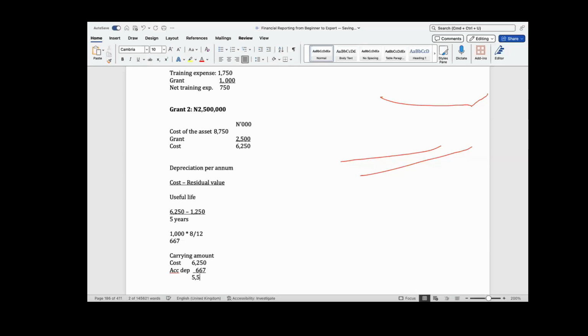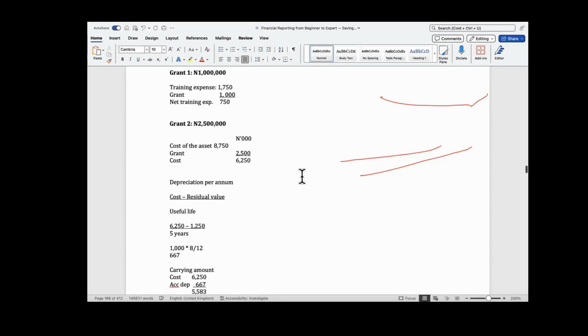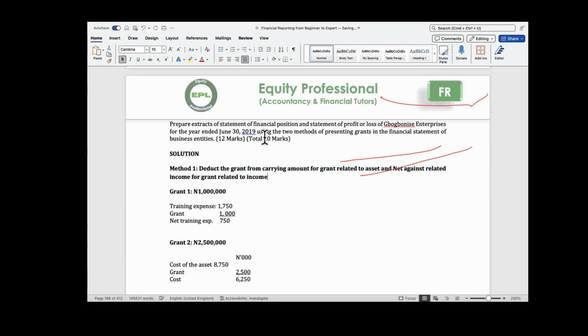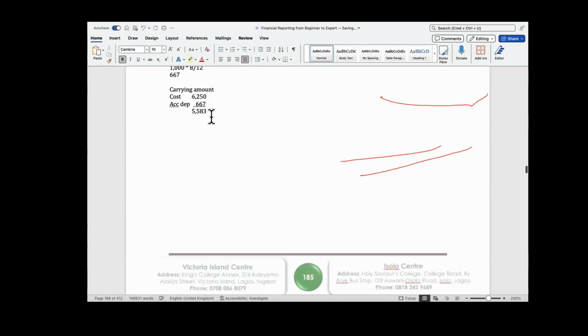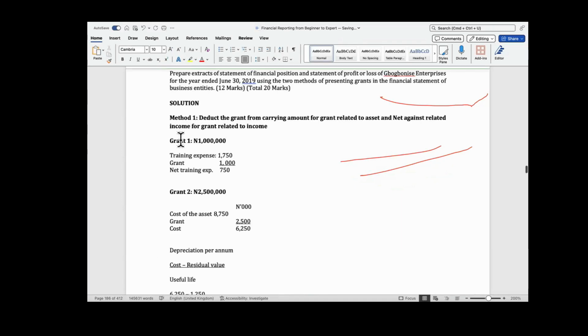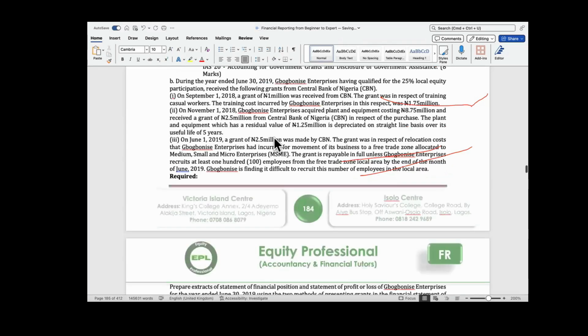Okay, so that's for the first method. That's the workings for the first method. So for method 2, which is to set up the grant, I'm not actually looking at the third one, because all I need to do for this is just present it as a liability. That's why I don't need any workings for it. I will just present it as a liability.